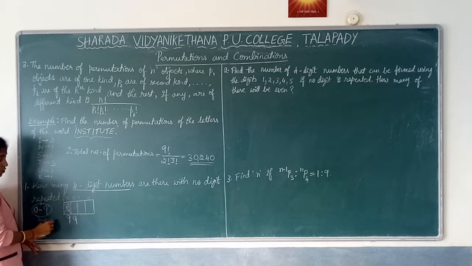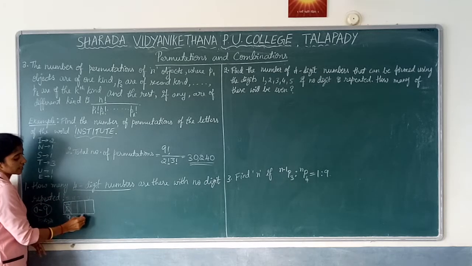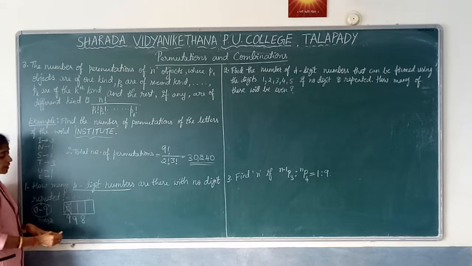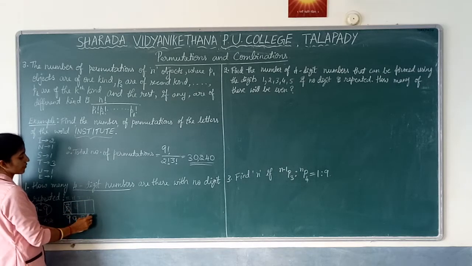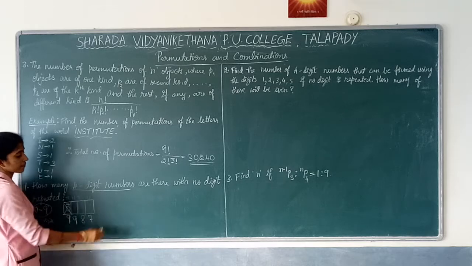How many are remaining out of 10? 8 are remaining. So there are 8 ways of filling the 10th place. And this place, how many ways can I fill? 7 ways, because the digits cannot be repeated.